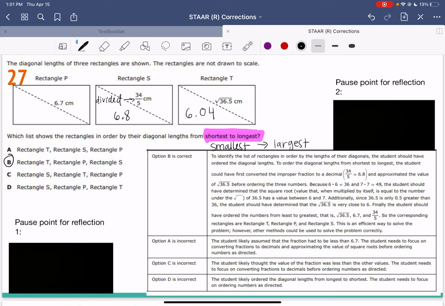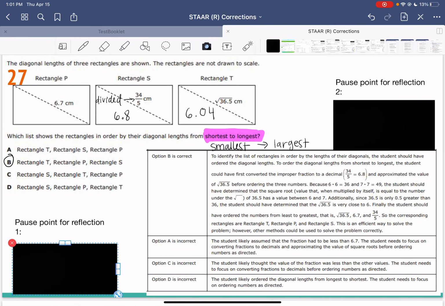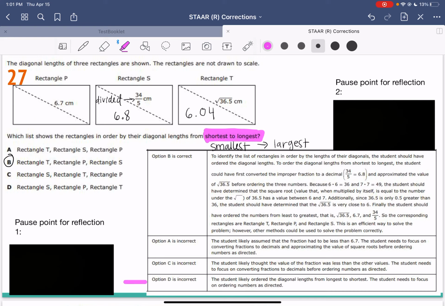So pause point for reflection 1 is, in ordering number questions, what wrong answer choice can you always count on being an option? Or maybe not always, like sometimes. All right. So if you didn't get an answer to that question, I'm going to ask you to refer to this here.